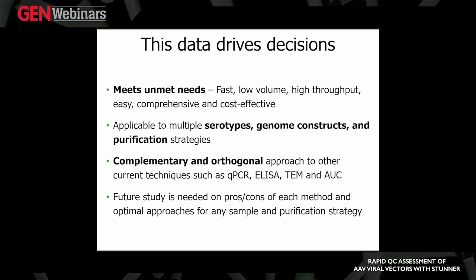And because it's fast to generate, that means any kind of assay looking at Stunner will be able to track and trend data over time, and especially how it compares to these other techniques, and build the correlations and expected values for any process. Lastly, future study on this is needed on the advantages and disadvantages of each method. So for example, when qPCR is needed to troubleshoot a problem versus when a full capsid titer on Stunner is needed to give you a quick answer or troubleshoot a problem. And the optimal approaches that combine any given sample and purification strategy with the appropriate analytical strategies.